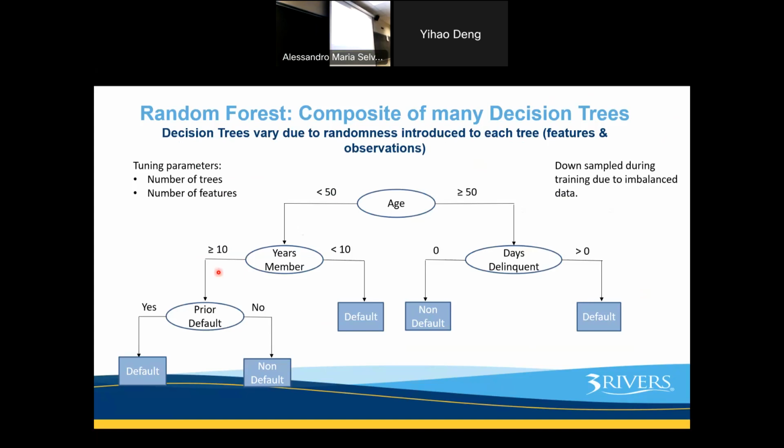The difference in the trees is created by randomness added for each tree, where the randomness is sampling with replacement for your data set. So you can end up with the same observation multiple times in your data set, and then the number of features that you're going to use in the decision tree. Tuning parameters are the number of trees, and then the number of features.